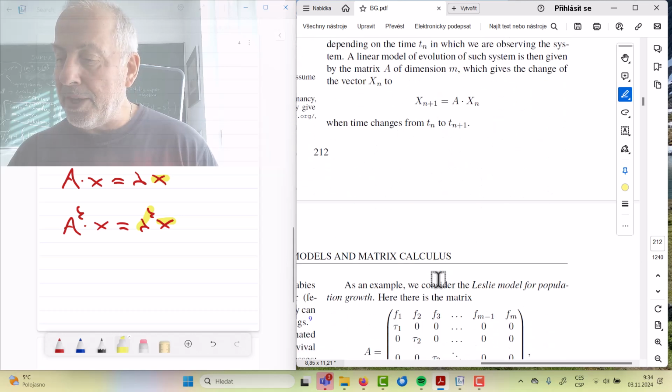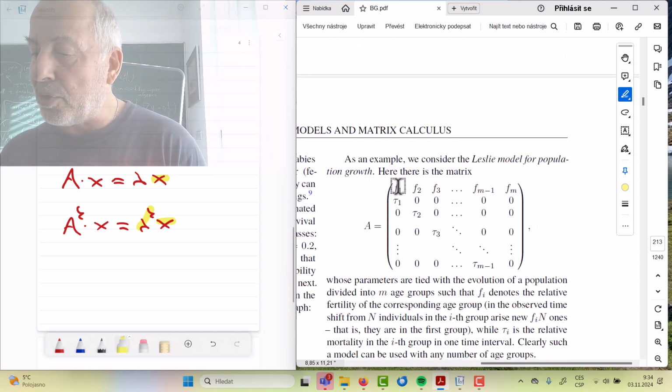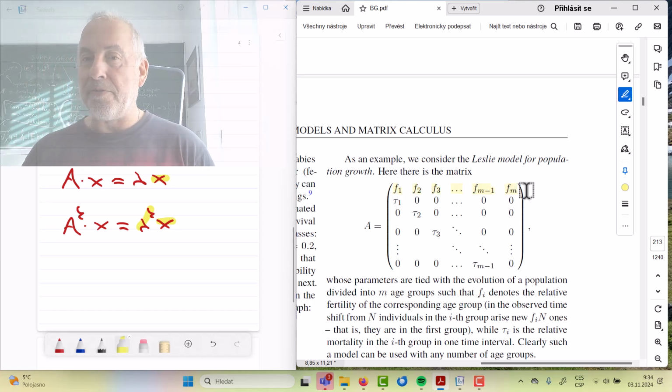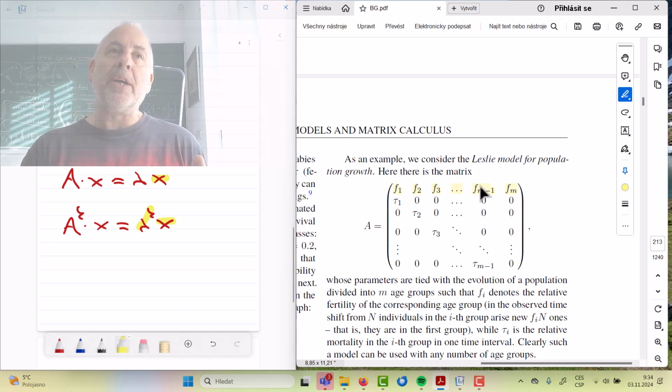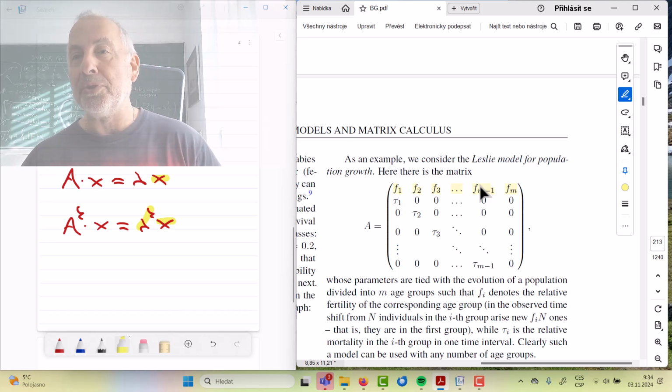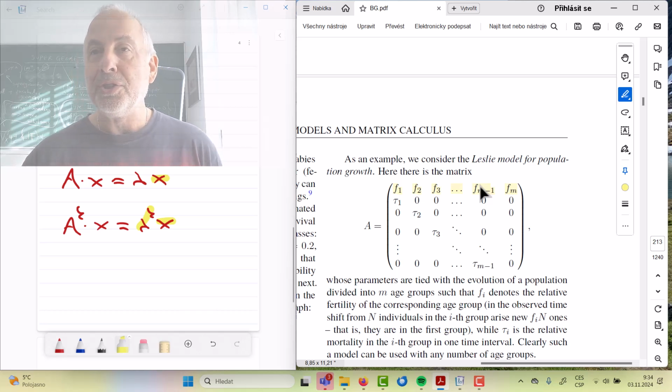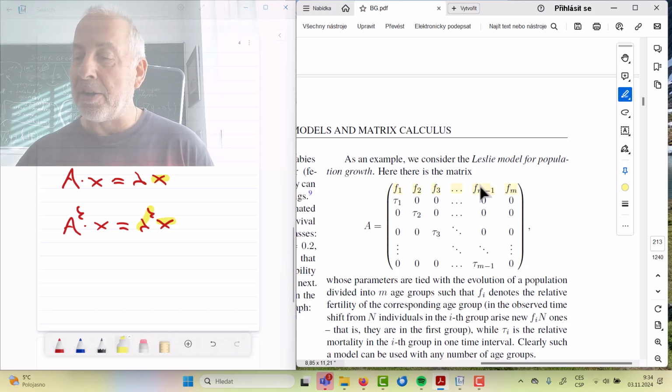And here the matrix will be very similar, except at the first line you have something related to the fertility, because you imagine that your configuration vector is saying how big individual cohorts in a population are. So you have simply the population split into cohorts, like people aged 0 to 15, 15 to 30, 30 to 45, 45 to 60, 60 to 75, and more than 75. And that would be just your number.